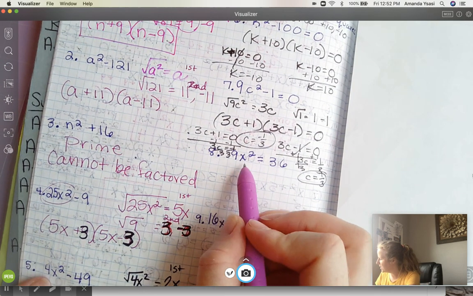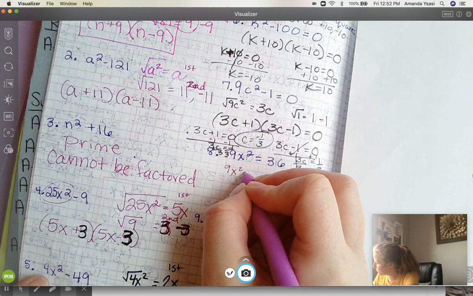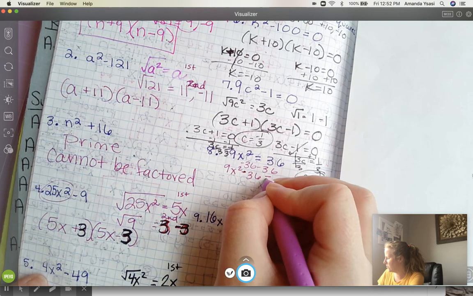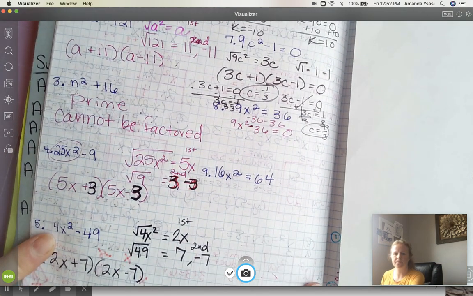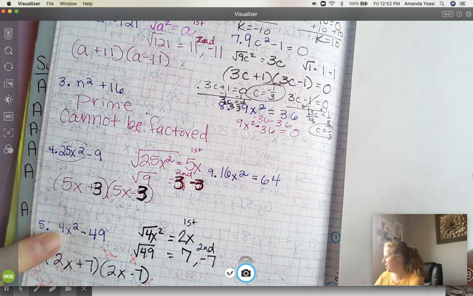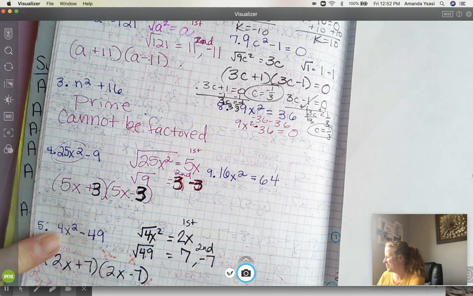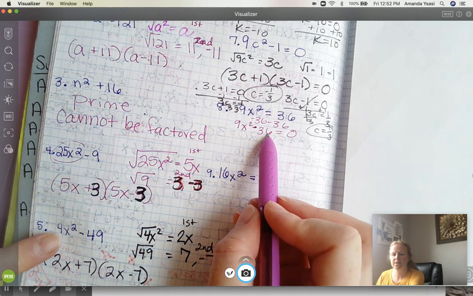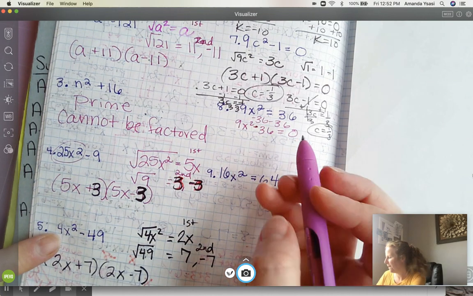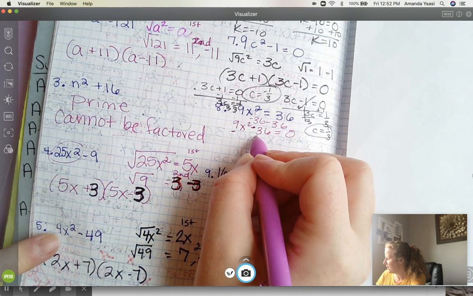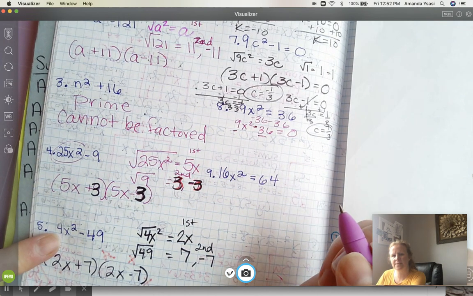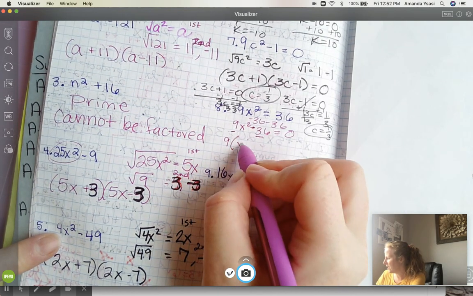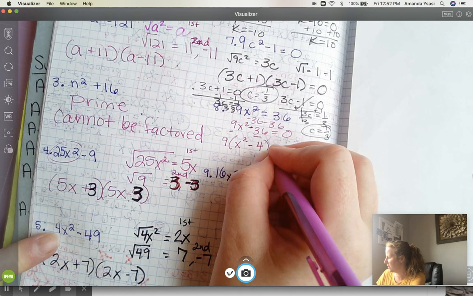Okay, next one, 9x squared equals 36. Well, we need to subtract 36 from both sides. So minus 36 equals 0. Okay, so then we look and see, these are perfect squares, but they have something else in common. 9 and 36. They actually have 9 in common. We can pull out the GCF of 9. So 9 times x squared minus 4 equals 0.